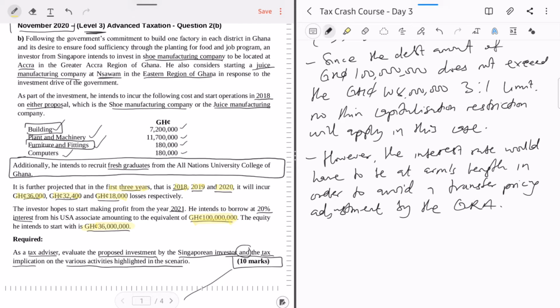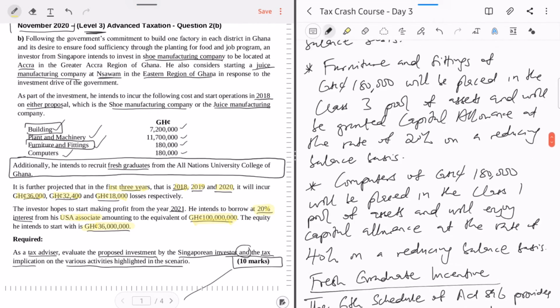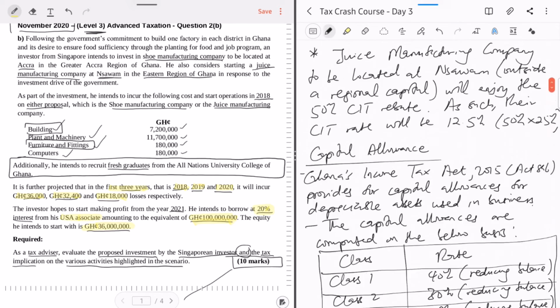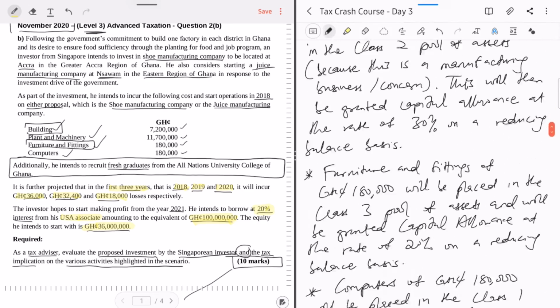All I'm saying here is that they are going to borrow at 20%. But take notice, it is from a USA associate, which means they are related parties. So the GRA will be interested to know, is this 20% a commercial rate? Is this 20% rate at arm's length? If I went to the bank, would I get the same loan at 20%, or are you giving him a more favorable loan or a higher rate, depending on your transfer pricing objective? If you can do this in the exam, ladies and gentlemen, easily you are scoring 10 marks. You've made enough points. So please, if you can do this on exam day, that is some cool 10 marks for you.